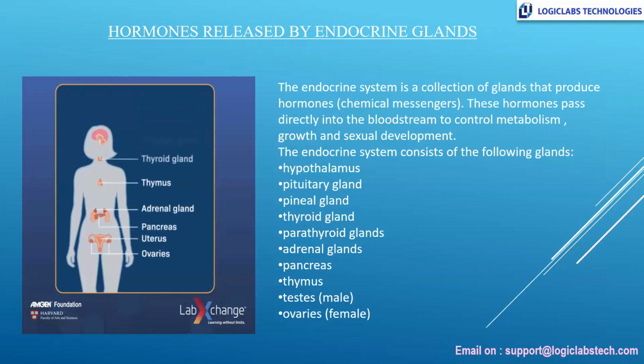So this endocrine system has a different collection of glands, which produce hormones. They produce different kinds of hormones. These hormones are called chemical messengers. We have different messengers. Okay, means they pass the information. These hormones pass directly into the bloodstream.